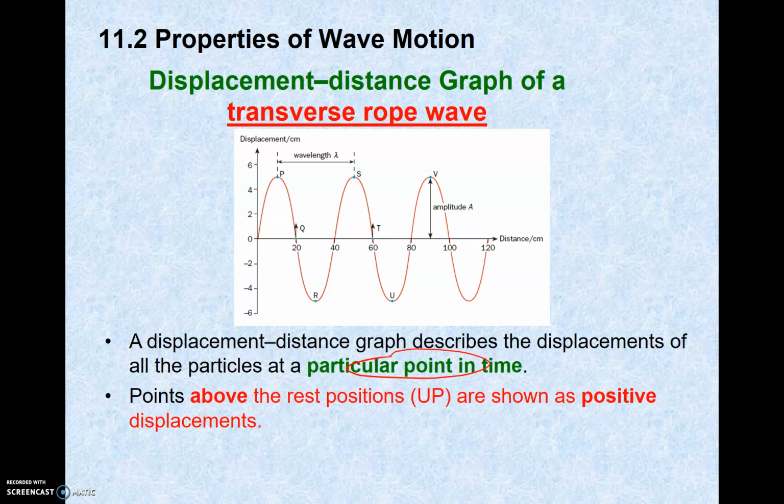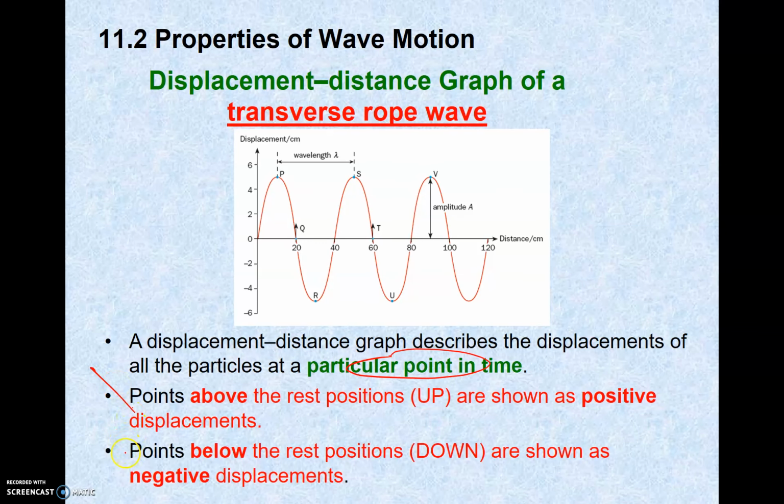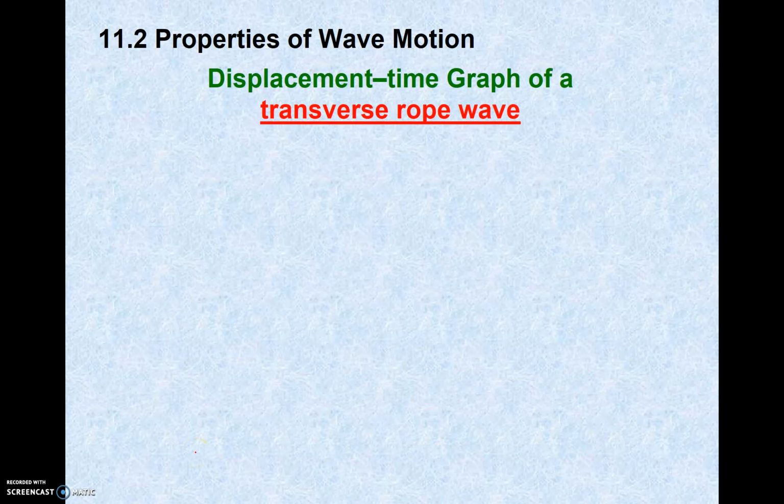A slight convention, take note: upward we take as positive, downward we take as negative. So when we talk about the particle moving up and down, perpendicular to the wave motion, we take up as positive and down as negative. Some convention that we take.